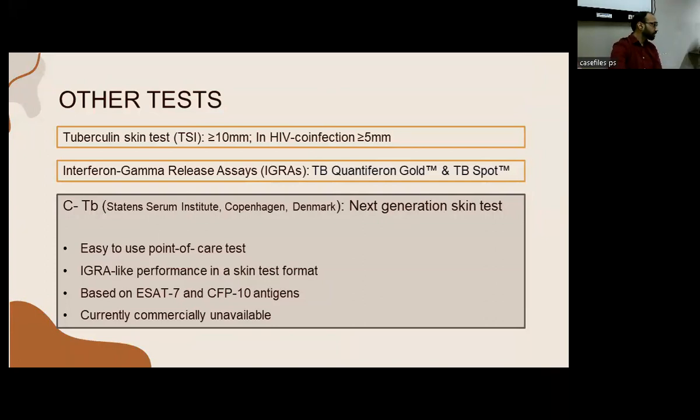There is a next generation skin test developed by the Statens Serum Institut in Copenhagen. This is an easy to use point of care test, has an IGRA-like performance, and is based on the surface antigens of TB. But this is currently commercially not available in India, and the proposal to make this available was made last year itself. But as of now, what I found, it is not yet available.